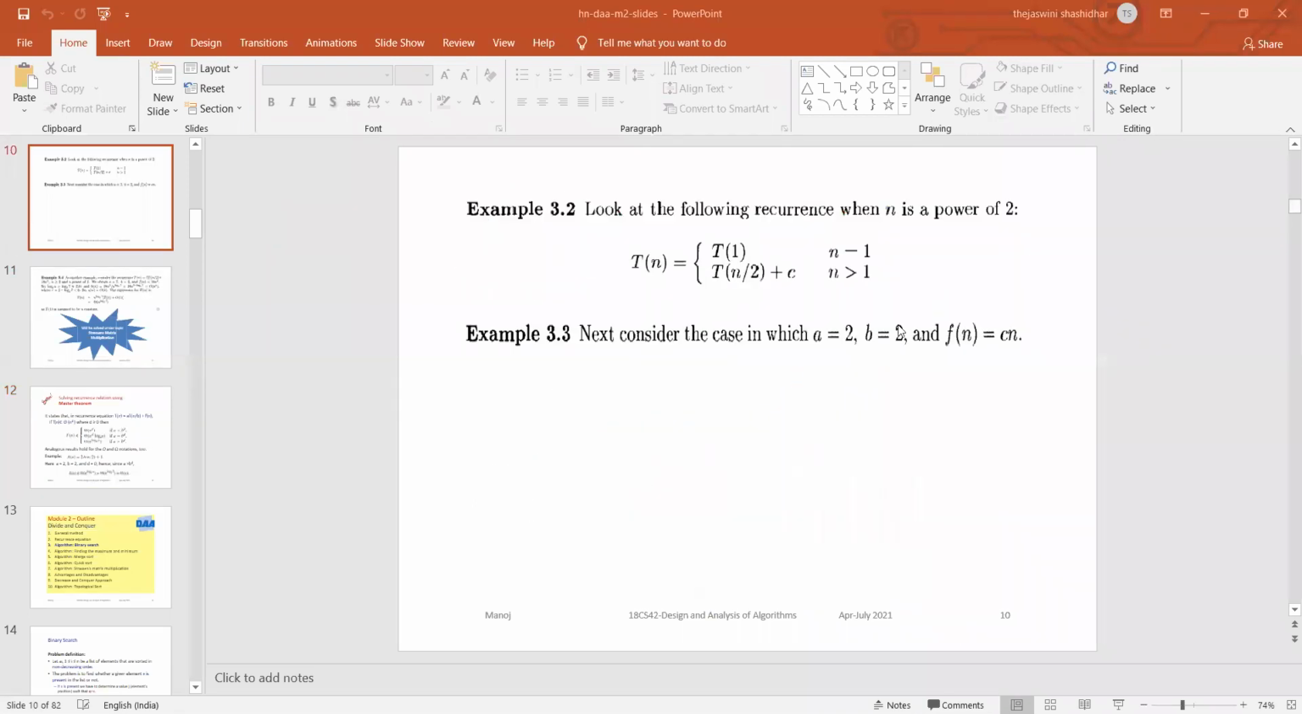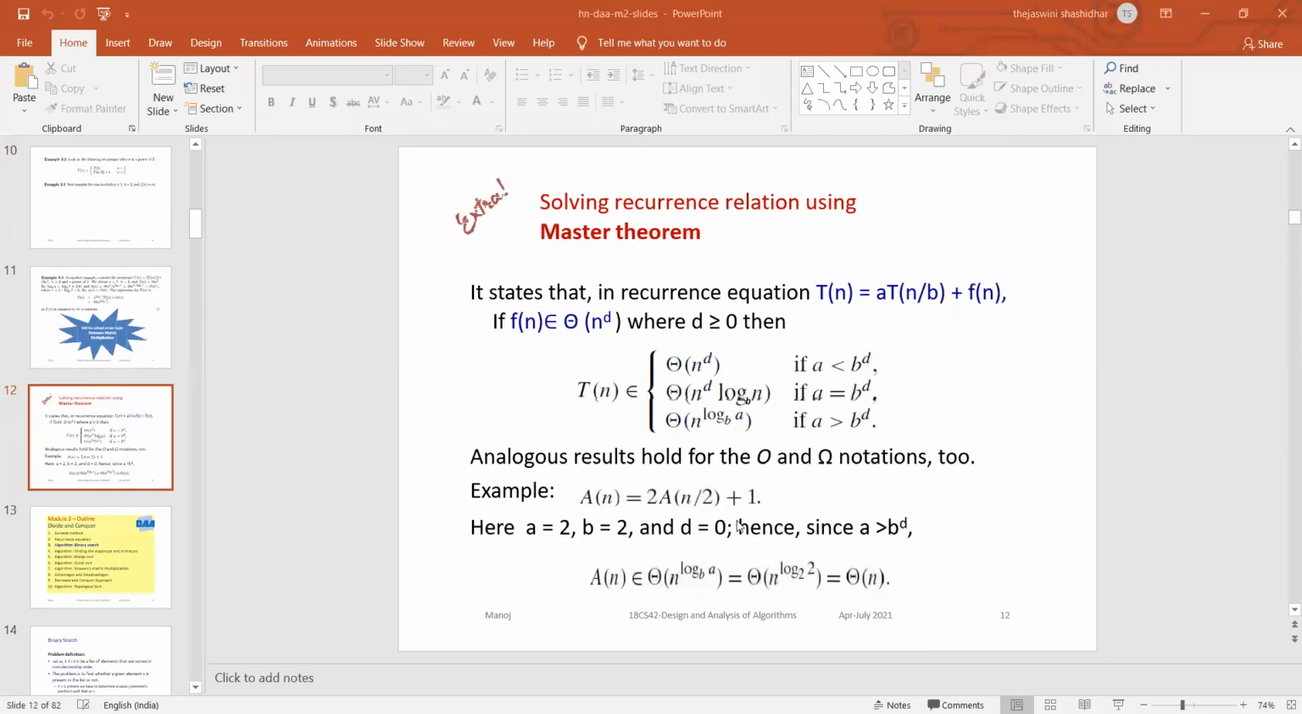So come to our problem here. A equals 2, B equals 2, and d equals 1. What is the condition? I want the answer from some people. Substitute here, you will be getting A 2, B to the power d is 2 to the power 1, which is 2. 2 is less than 2, condition false. 2 equals 2, condition true. So the condition is A equals B power D. Okay, good.